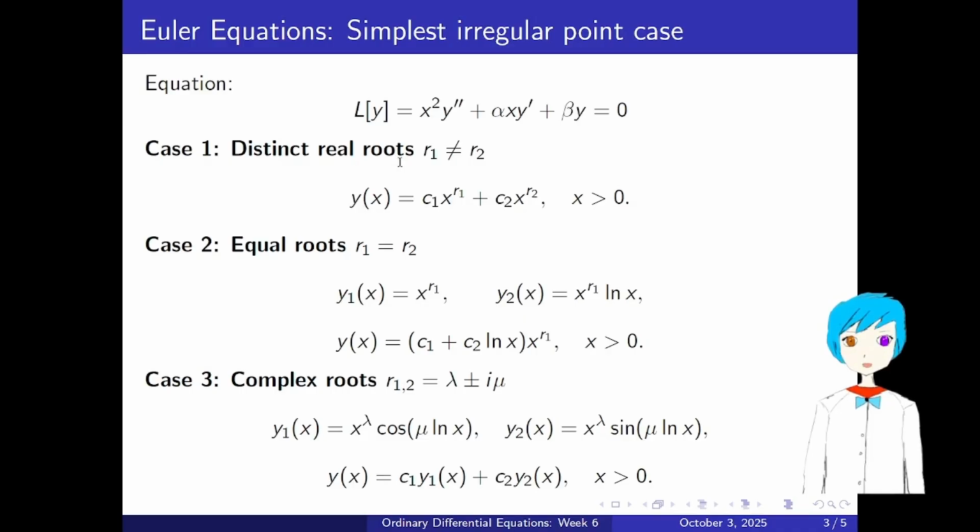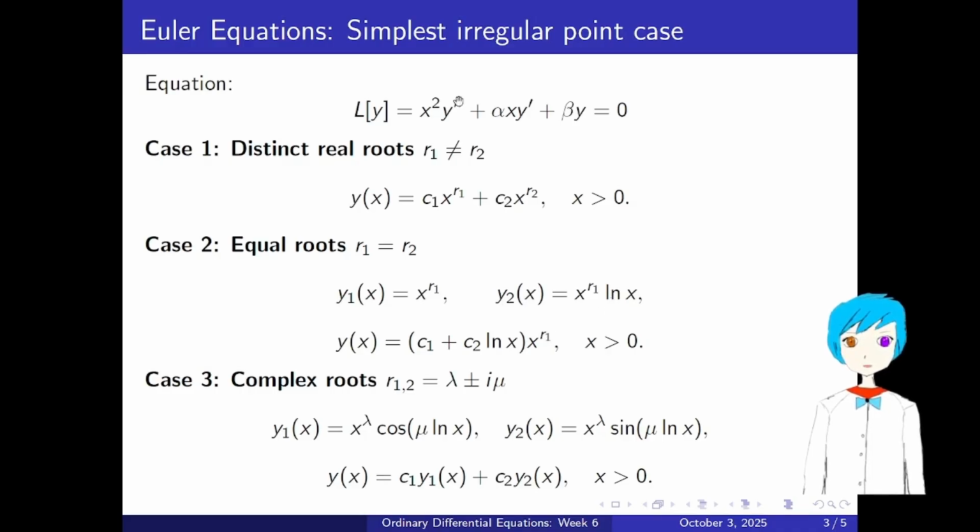For the indicial equation, if we replace y with x^r and then plug in to get the equation satisfied by r, if the two roots are not equal to each other, then the general solution is a linear combination of the two fundamental solutions, x^r1 and x^r2. If the two roots are the same, then the two fundamental solutions take this form. The first one is x^r1, the second one is x^r1 ln x.